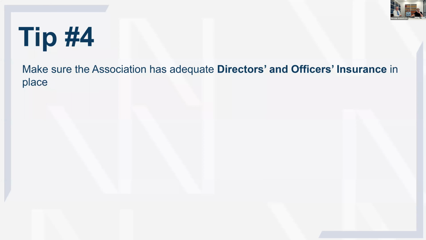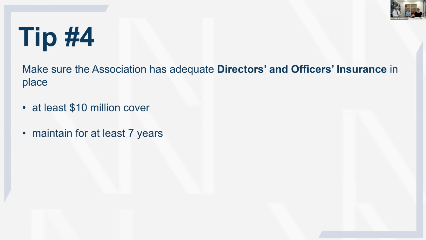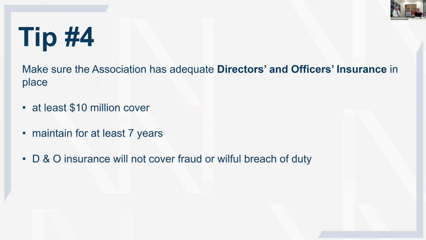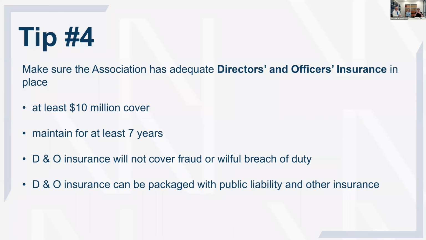These deeds of access and indemnity should be backed up by directors and officers insurance. We recommend that there be at least $10 million cover for directors and officers insurance. I know that that's expensive, but they would normally be covered in a package. If they're packaged up with other insurances, public liability and other insurance, then they can usually be obtained fairly cost effectively.